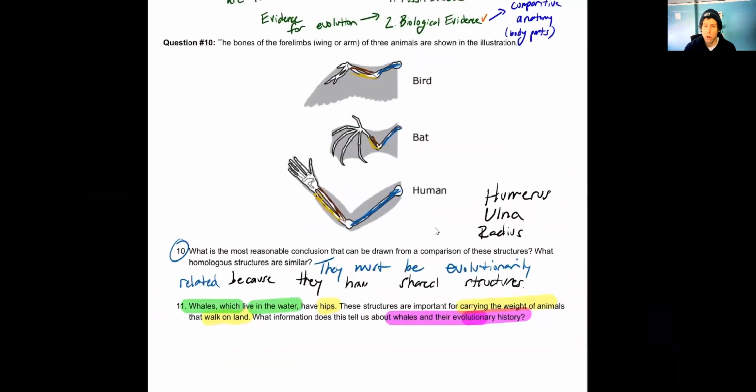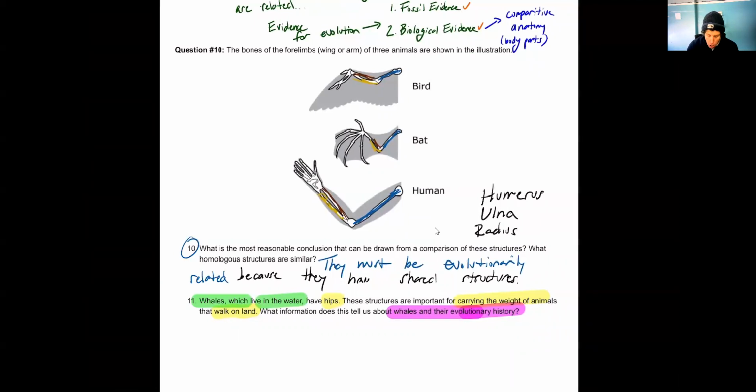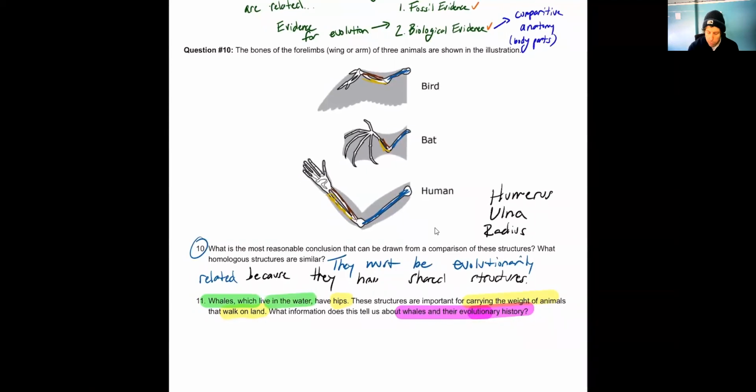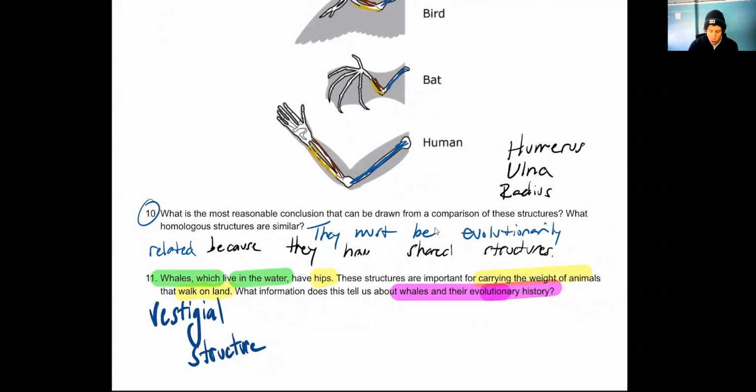So you learned some words about different structures. We learned about homologous structures and analogous structures. But this is a structure that an organism does not use. You should remember this is called a vestigial structure. It is a structure that an organism has that has lost its function. It doesn't do anything for the animal anymore. So why would an animal have a vestigial structure?